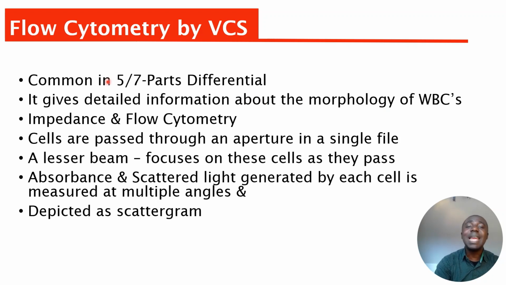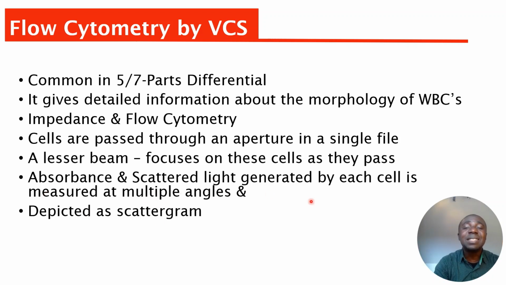So it uses both impedance and flow cytometry, and like we mentioned previously about the impedance, the cells pass through this aperture in a single file. The red cells pass, the platelets pass, the white cells pass. As each one of them passes through the aperture in a single file, there is a laser beam focusing on each of them. As the laser beam focuses on each of them, there is going to be absorbance, and that absorbance will also lead to scattered light.